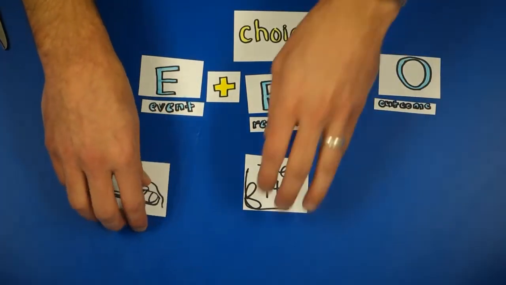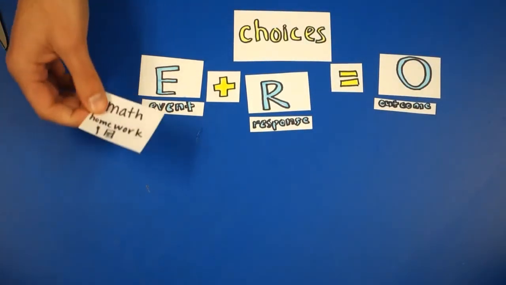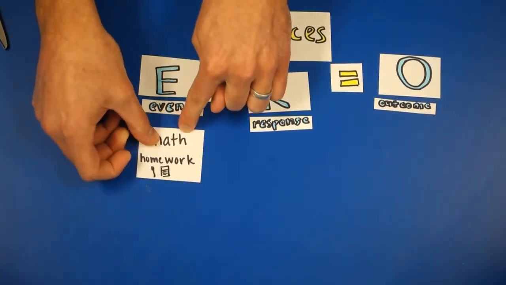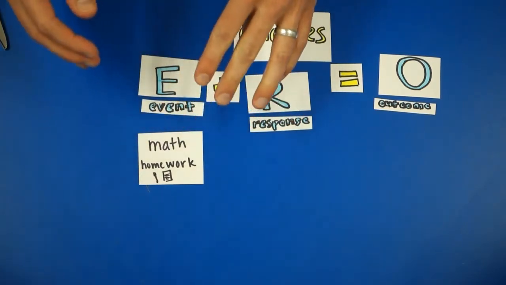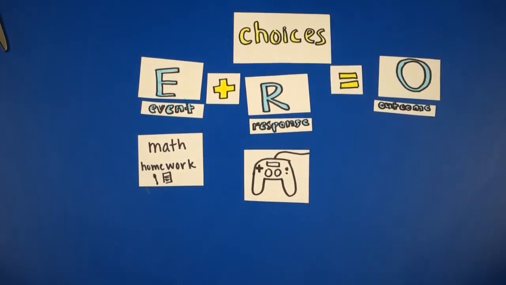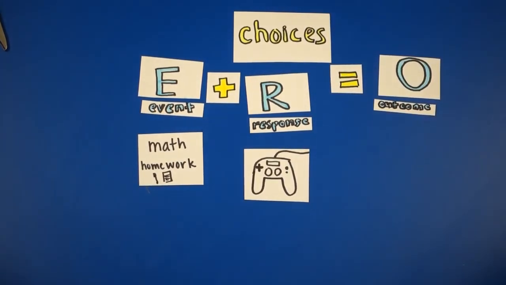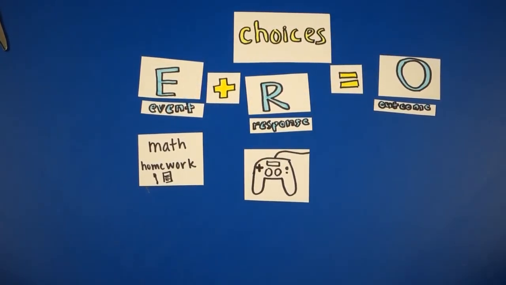Well, here's one more example of E plus R equals O that deals with schoolwork. This is a common situation. A common event is that you get math homework. So some kind of work that you've got to do. Well, what could be a choice or response? Here's one. You have math homework and instead you choose to play video games. Well, what is the outcome of playing video games? Not a very positive one.